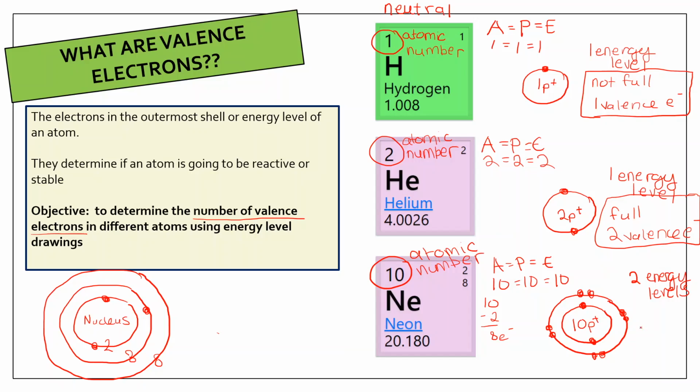And because the second energy level can only hold 8 electrons, it is full, which means it is not going to be reactive, which means that it is stable, just like helium was. So it is stable because that last energy level is full of 8 electrons. And how many electrons are in that last level? There are 2, 4, 6, 8. So 8 valence electrons.